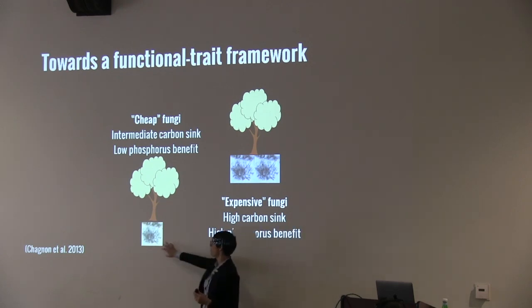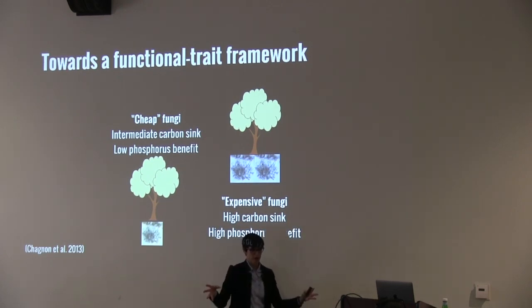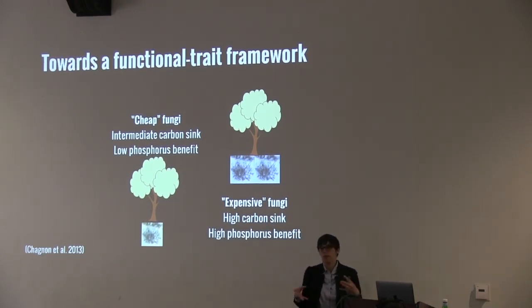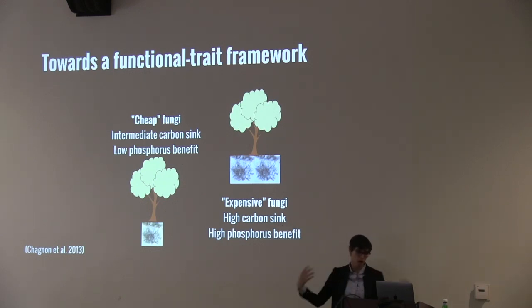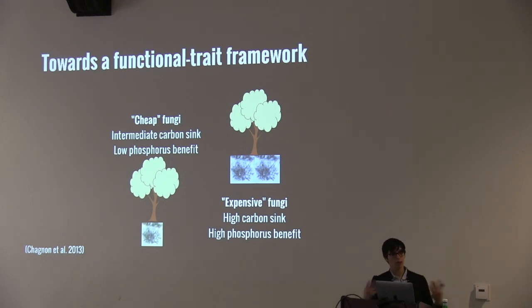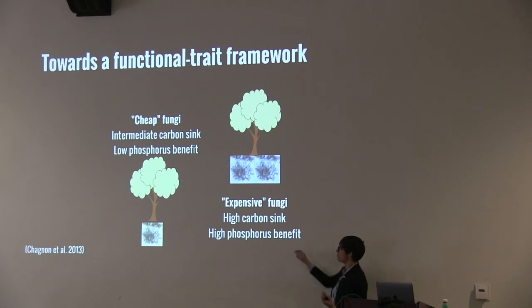You have what I call the cheap ones, which don't have a lot of hyphae, so they're not very good at giving you benefits, but they don't cost a lot of carbon. And then you have the expensive ones that invest a lot of carbon into hyphae, so they're very good at giving you a lot of resources, but they cost a lot, right? Because all that hyphae growth needs to come from the carbon you provide.